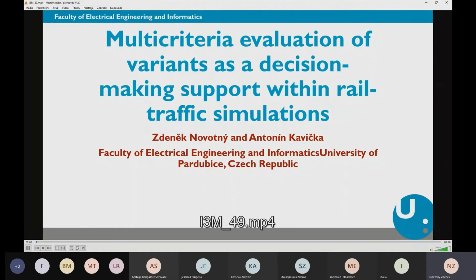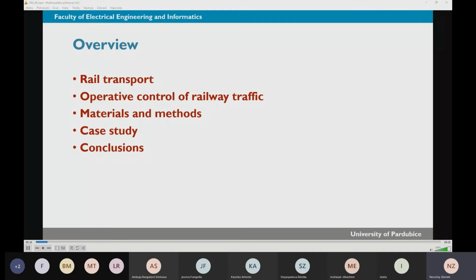Good afternoon. My name is Zdeněk Novotný, and I'm going to present to you our recent research of using multicriteria evaluation of variance as a decision-making support within our rail traffic simulations. During the presentation, we will briefly take a look at rail transport, formulate the need for automated decision-making support, and mention some approaches and tools we have exploited so far. In the end, the results will be discussed.